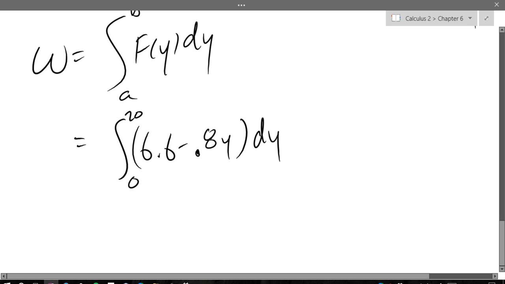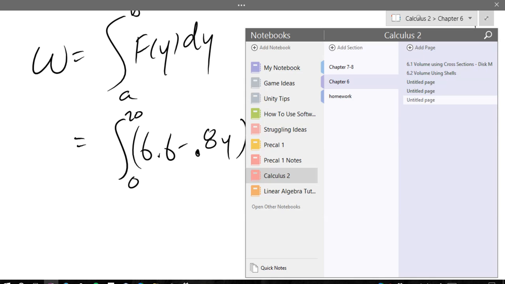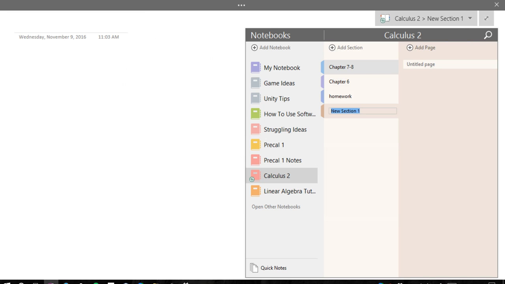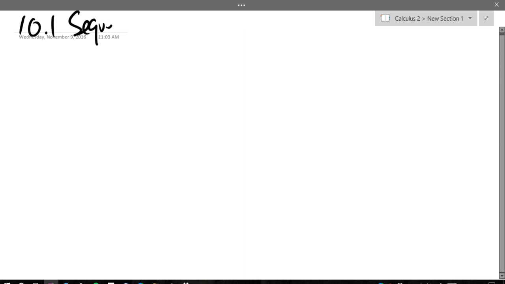So that is the end of chapter 6. Now we're going to an entirely new chapter. And this will be sequences where we're going to start. So I'll start with a definition.